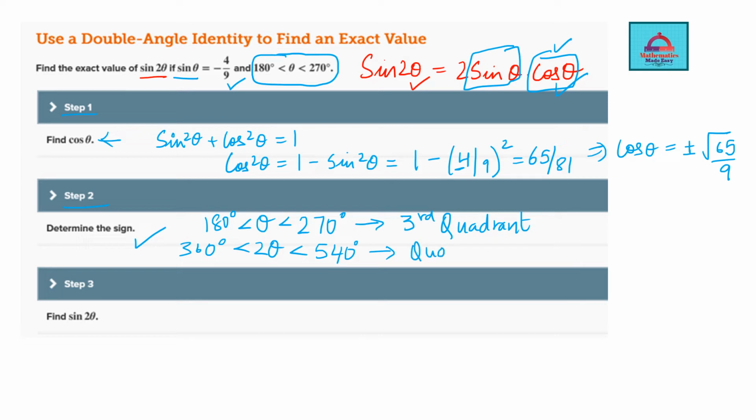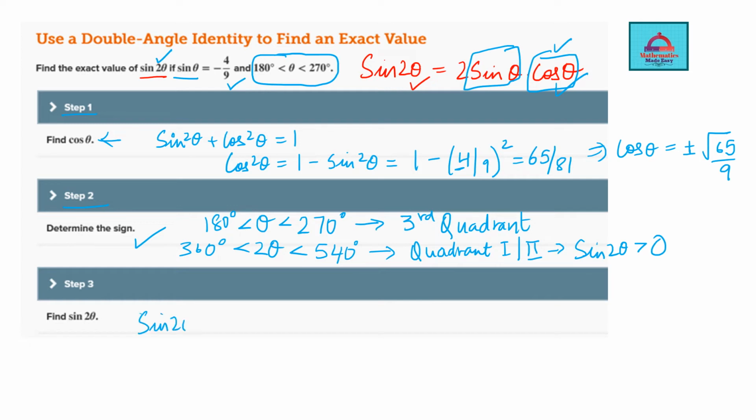So in both quadrants, whether it is quadrant 1 or quadrant 2, you have sine of 2 theta as positive. So if sine 2 theta is positive, our answer will have a positive sign. So that completes step 2 where we have got the sign.